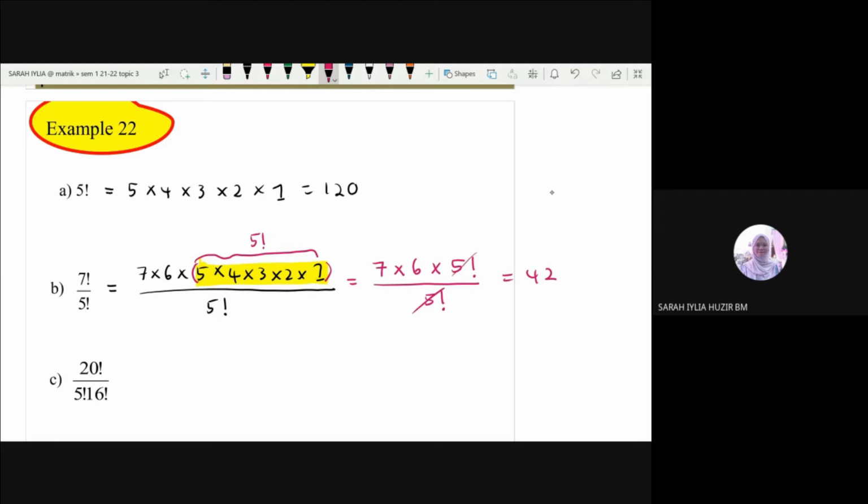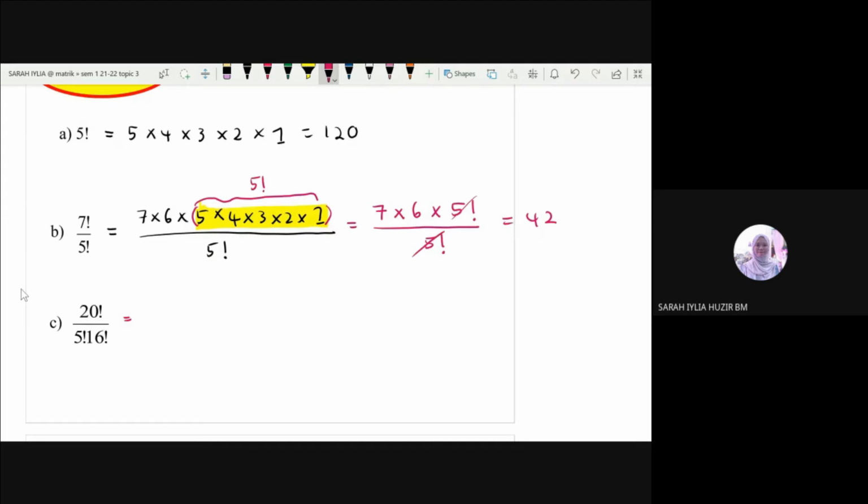Alright, let's say yang bawah ni kita guna the same concept. Kita tengok we have 20 factorial, bawah tu ada 16 factorial. So for 20 factorial, I can open up as 20 times 19 times 18 times 17 times 16 factorial. Saya berhenti kat situ. Saya tak adalah tulis satu-satu sampai 1. Why? Because on denominator part, we also have 16 factorial.